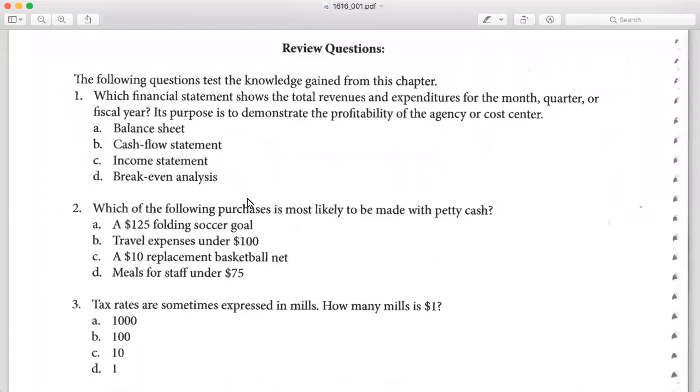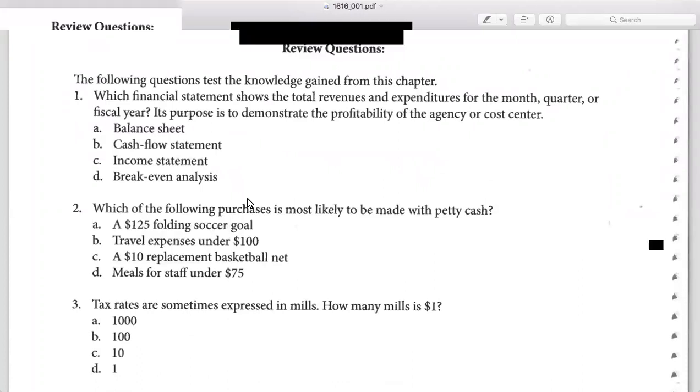Okay, next one. Tax rates are sometimes expressed in mils. How many mils is $1?